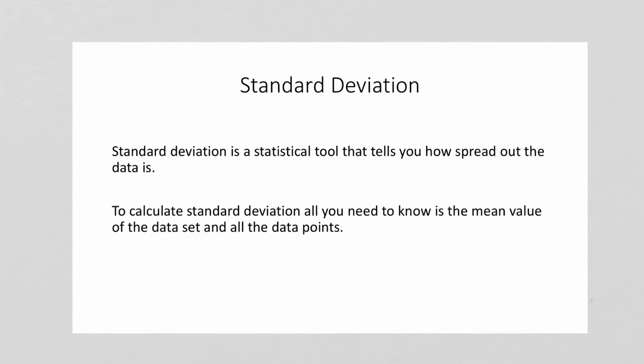Standard deviation is a tool that tells you how spread out the data is. In general, if you have a higher standard deviation, that's going to mean there's more variation in the data set that you have. And that data set could be the height of flowers, it could be the number of spots, all kinds of different things that you might measure in biology. To calculate standard deviation, all you really need is the data set. From that, you can calculate the mean, and then that's basically all that you need.